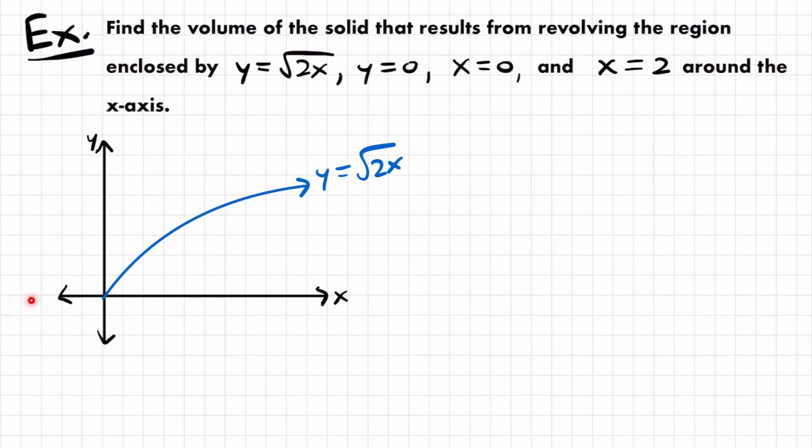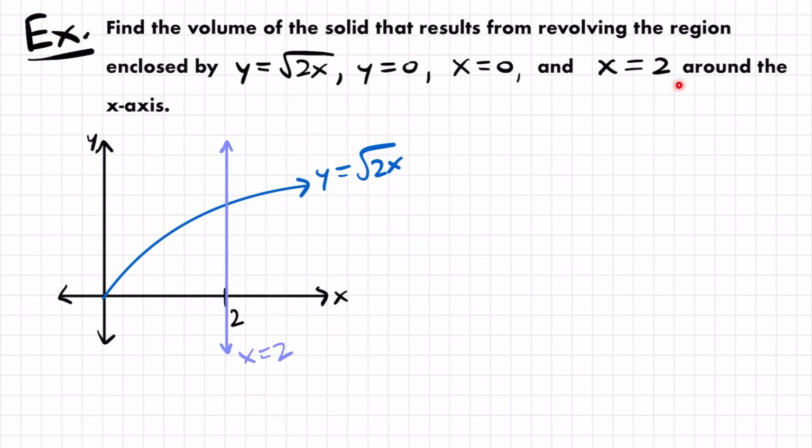And then the line y equals 0 is just the x-axis, right? That's where y is equal to 0. x equals 0 is just the y-axis, right? That's where x is equal to 0. And then we have our final line, x equals 2. And so if we say that x equals 2 is about right here, then we can draw our line x equals 2, and now we can see what our enclosed region is going to be, right?